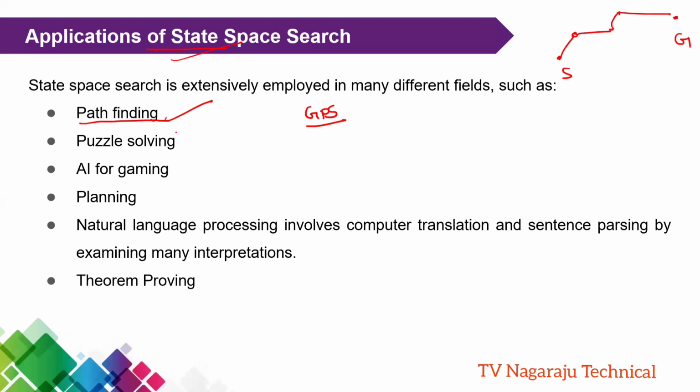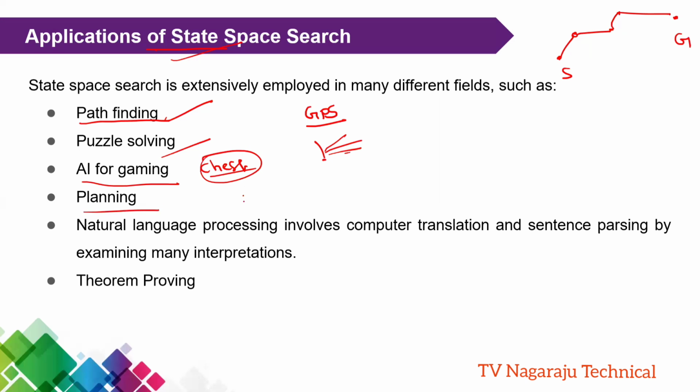Beyond path finding, there is puzzle solving, like Sudoku, 8 puzzle, 4 puzzle, and in gaming also we use it, like checkers games. That means at one position I have multiple paths. Which one do you select?